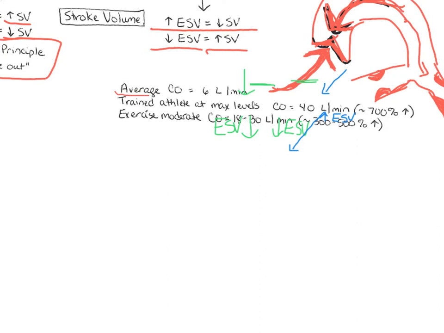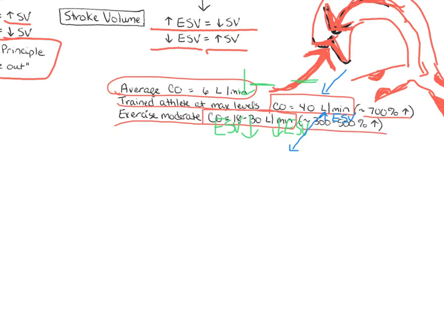The average cardiac output is around 6 liters per minute, just like in that example that I showed you. Trained athletes at their maximum levels can have a cardiac output of 40 liters per minute. That's around 700% increase. If you're just exercising moderately, your cardiac output will go up to about 18 to 30 liters per minute, which is about 300 to 500% increase from rest.